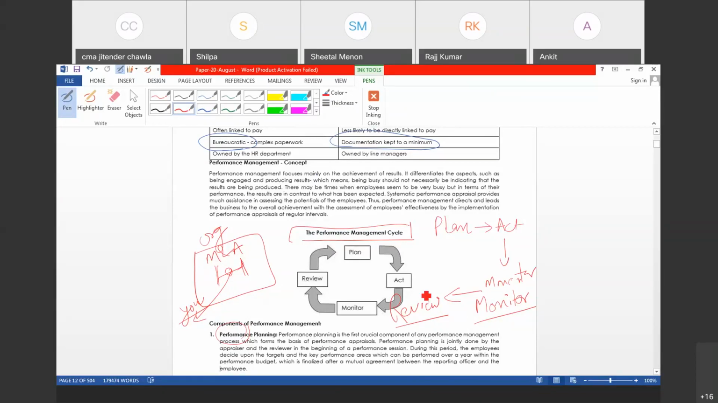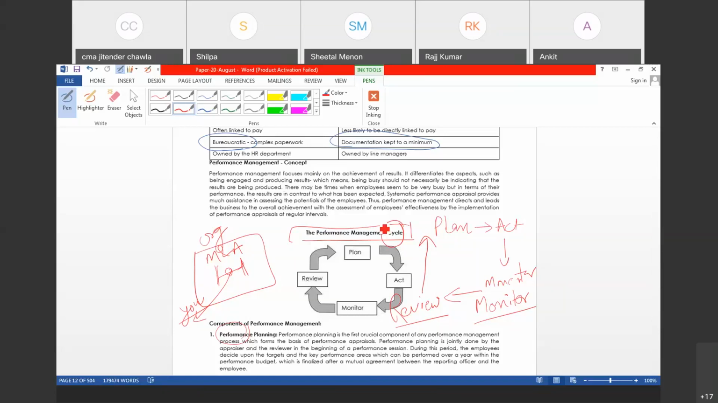So it is a circle. You cannot say here it is where it begins. If you ask me what is the definition of a circle, a circle means there is no starting point, there is no ending point. We cannot say action comes first. We cannot say monitoring comes first. It totally depends upon at what time you get injected in the organization. Yes, but in a generalized view, wherever you go, you plan, you act, you have to monitor and review.